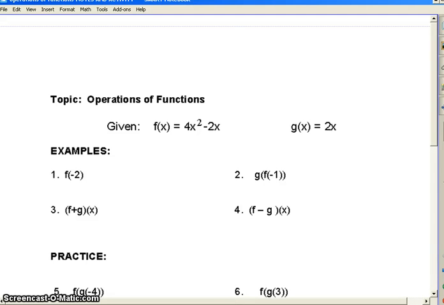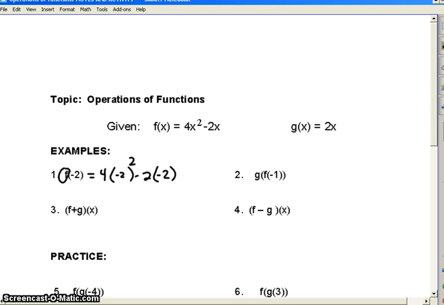All right, topic, operations of functions. If we're given two functions, f of x equals 4x squared minus 2x, and g of x equals 2x. In this first example, we're only going to take function f and evaluate it at x equals negative 2. So f of negative 2 is equal to 4 parentheses negative 2 squared minus 2 parentheses negative 2.